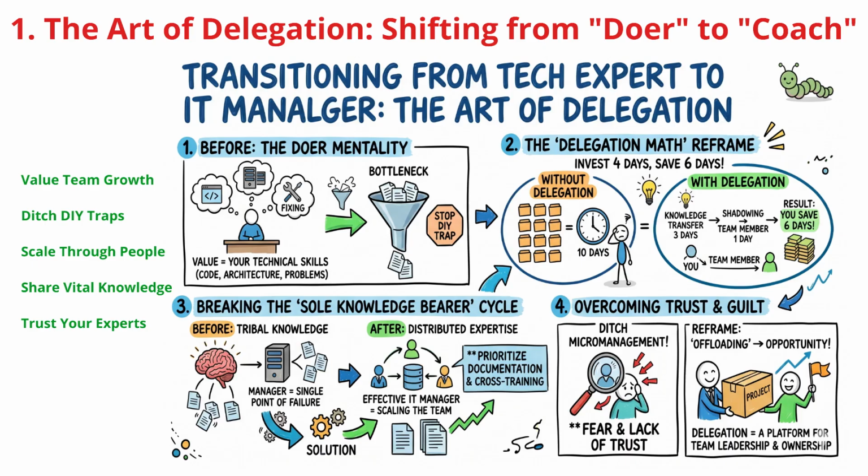We begin with a doer mentality, where the DIY trap creates a narrow funnel for tasks. By applying delegation math, we see that a small upfront investment in coaching saves days of work later. We then tackle the danger of tribal knowledge, showing how shifting from a single point of failure to distributed expertise allows the whole department to scale.